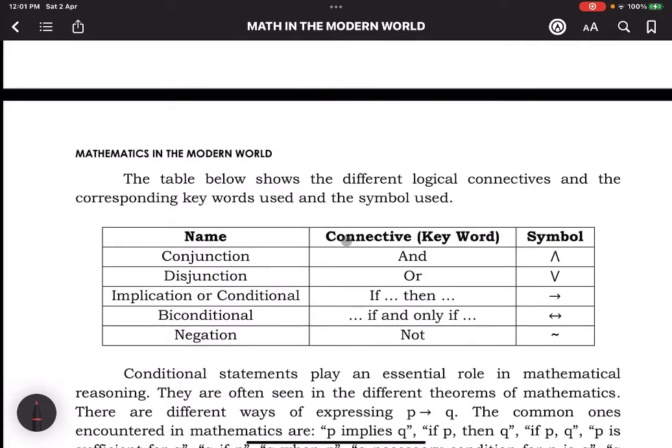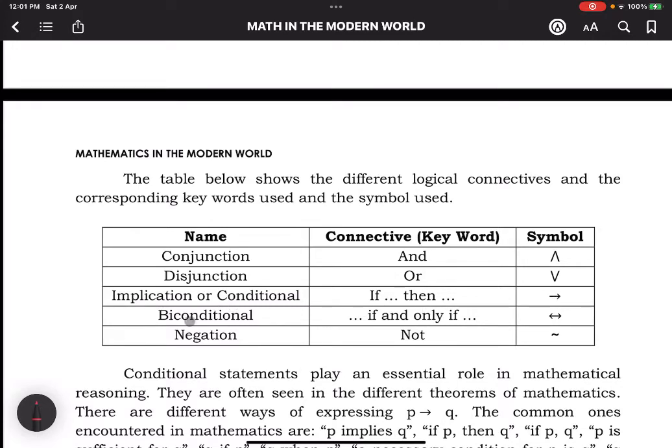We have our table here for the 5 connectives. Number 1, conjunction. Connective keyword natin ay and for conjunction, and ang symbol natin is an inverted V. Okay? For disjunction, we have the connective keyword or, and we have the symbol letter V. Sa implication or conditional, which is if, then, ang keyword, ang symbol natin ay arrow.